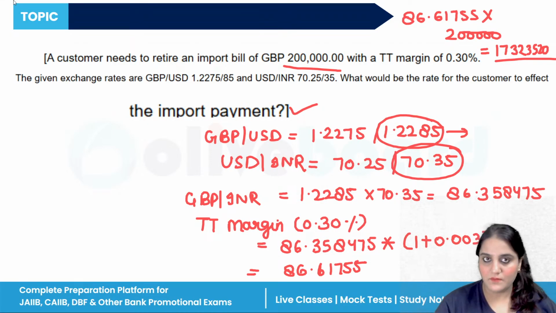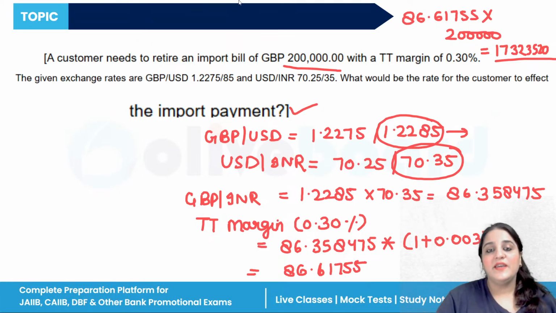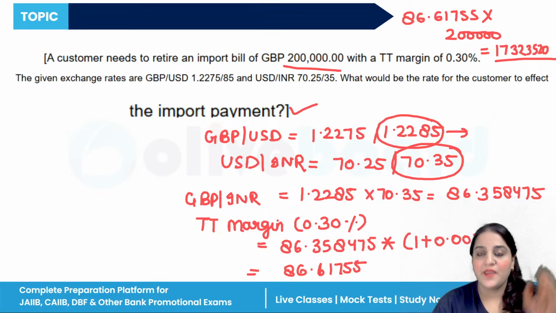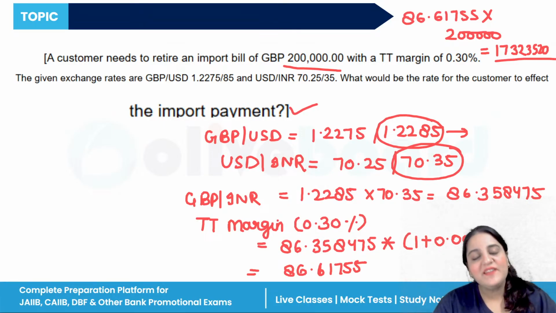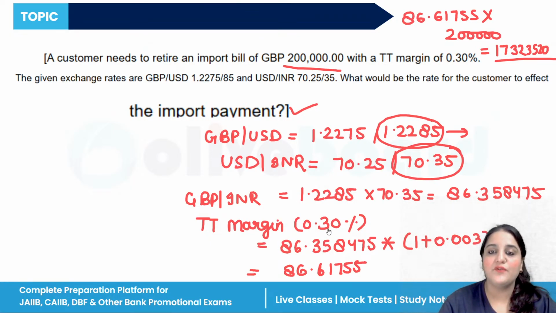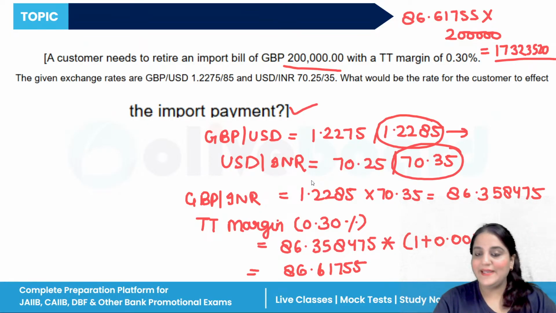Clear? So in these types of questions, just consider the ask rate, then add the TT margin, and whatever the amount is given, multiply that with the TT margin rate. So this is the correct answer here. This is the correct procedure to calculate the answer for these types of questions. Clear?